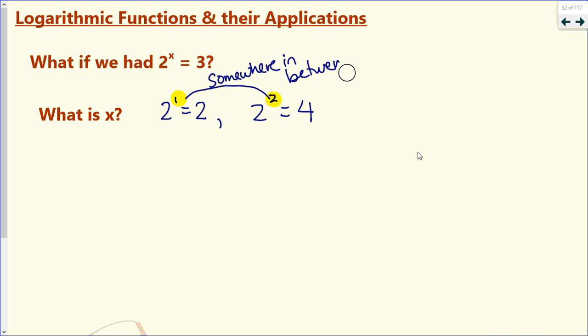And unfortunately, it's not as easy as saying, oh, it's halfway in between, because 3 is halfway in between 2 and 4. It's not going to be a direct correlation, but we do know it's somewhere in between the 1 and the 2. So the question is then, how do we solve for x?